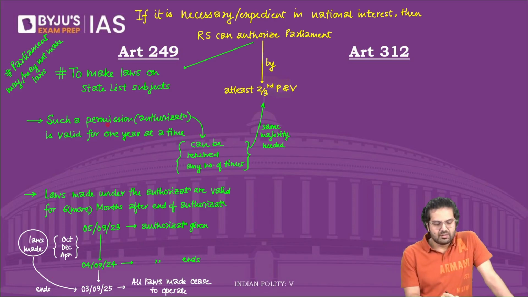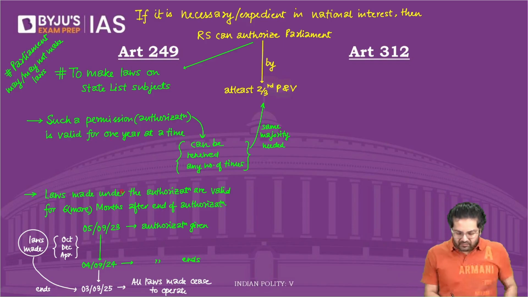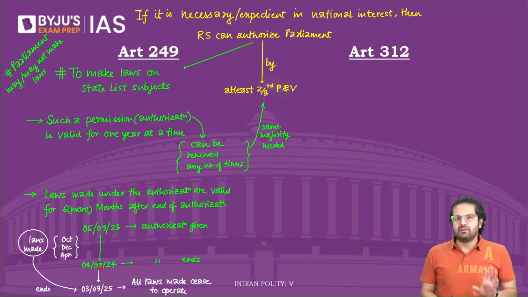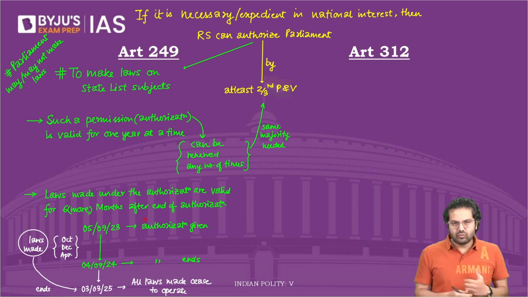This permission is only valid for 1 year, meaning from the starting date, from today onwards to the next 1 year, permission will be given. In this duration, the Parliament can make laws, may not make laws. It's your choice. If you don't make law, no problem, right? So it's like the permission is given.